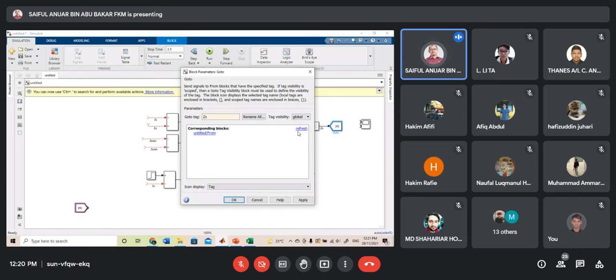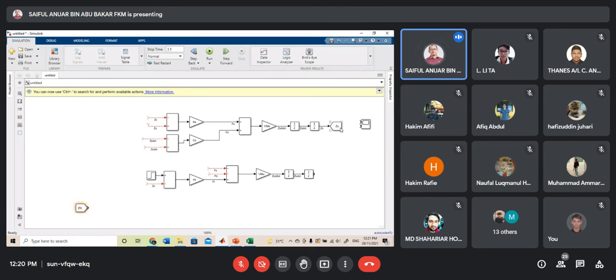So the signal line, the signal can go up from that mask or folder. Okay, later I will show what I mean by using a folder or a mask. So for the moment, for every go to thread, you have to name it and then change tag visibility to global. Okay, then do the same thing for ZU.